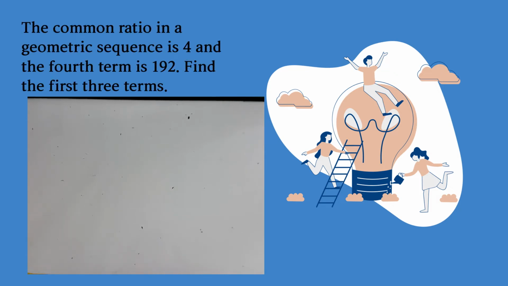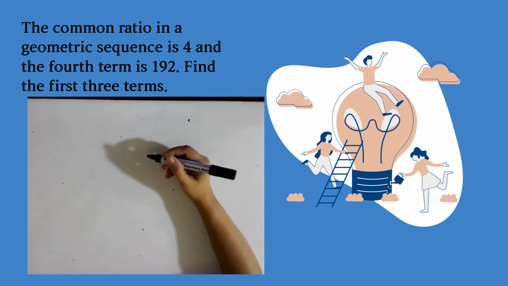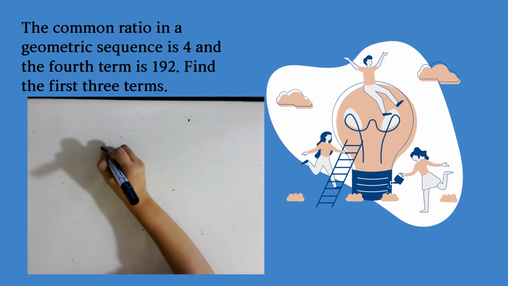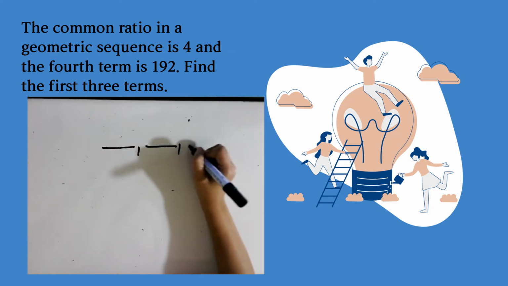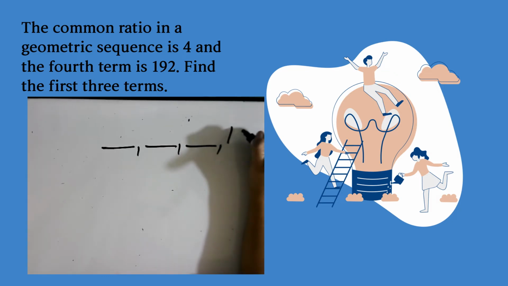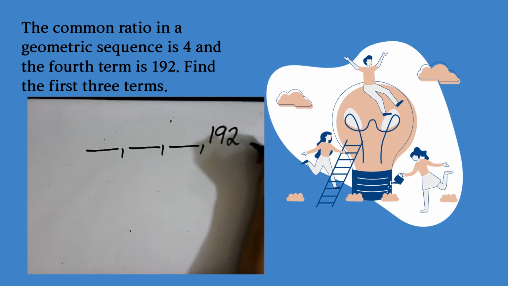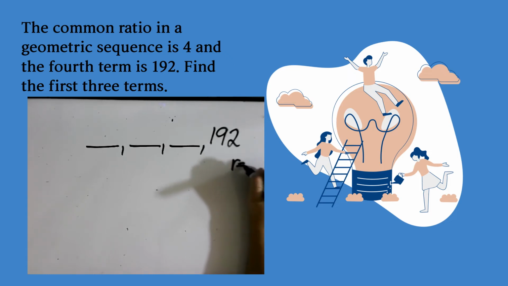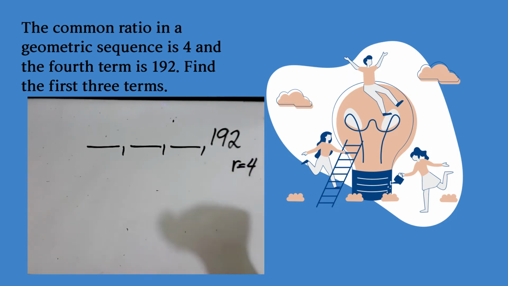Next example. The common ratio in a geometric sequence is 4, and the fourth term is 192. Find the first three terms. So, maaaring i-divide na lang natin yung fourth term doon sa given common ratio. Kasi, ang hinihingi, first three terms. So, first term, second term, third term. Tapos, yung fourth term is given by 192. Tapos, yung ratio, given din. The ratio is 4.